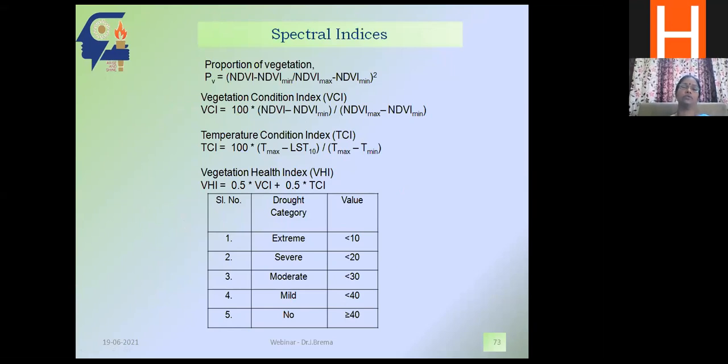And using this, you can calculate your temperature, whether there is an increase in temperature in your study area. These indices can be used for studying urban heating also, the same LST and TCI. And vegetation condition was studied and vegetation health index was studied. So when you calculate this, you can categorize it like this: extreme, severe, moderate, mild, based on your value.